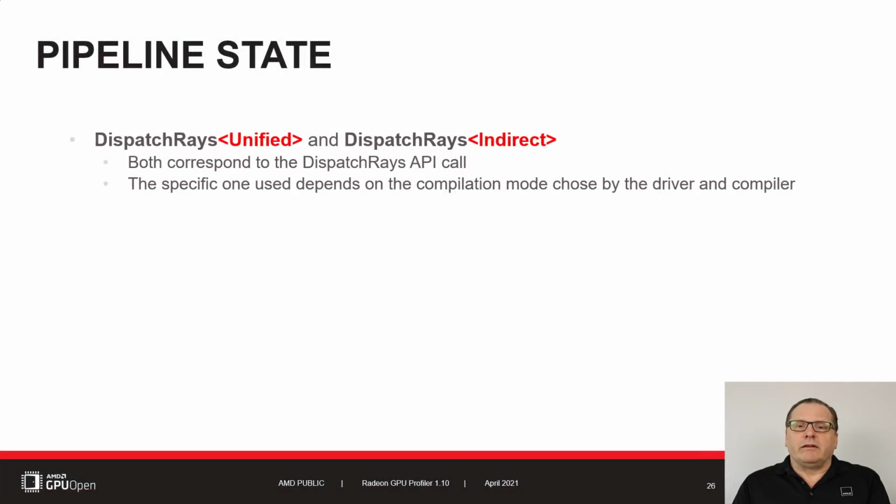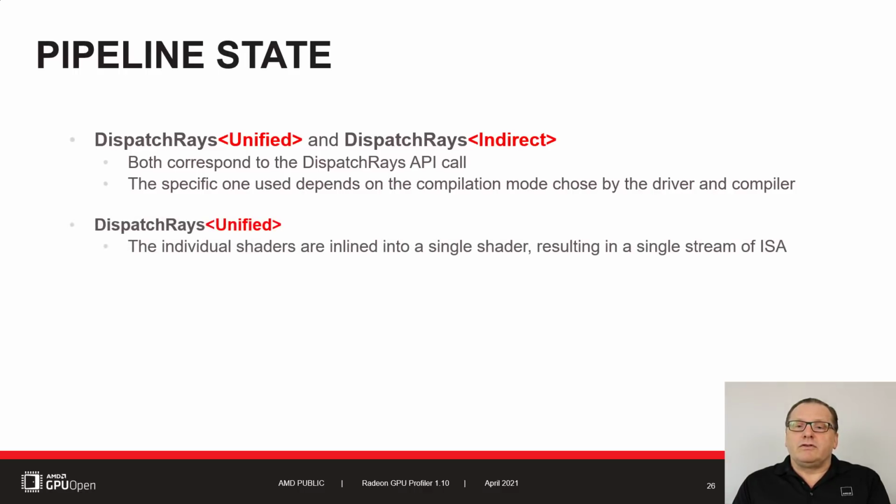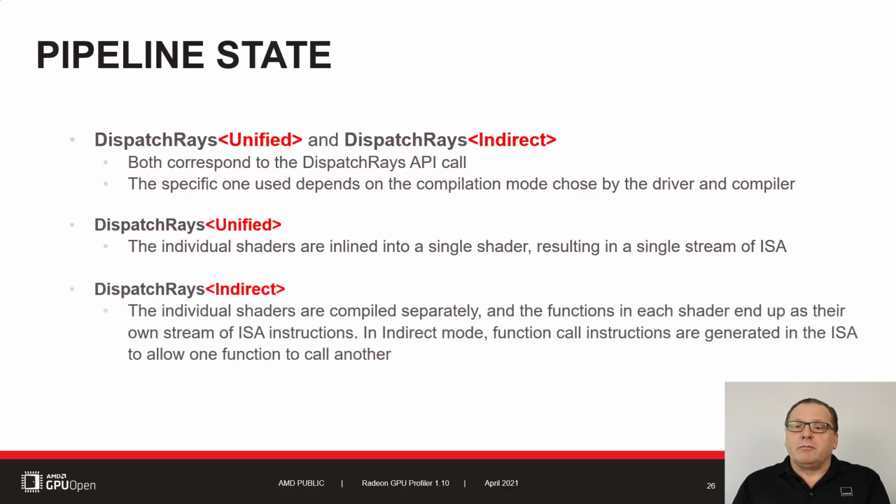Before showing the pipeline state for the dispatch raise event, I should explain that currently there are two compilation modes, and these are chosen by the driver and compiler. For dispatch raise compiled with unified mode, the individual shaders are inlined into a single shader, resulting in a single stream of ISA. For dispatch raise compiled with indirect mode, the individual shaders are compiled separately, and the functions in each shader end up as their own stream of ISA instructions.